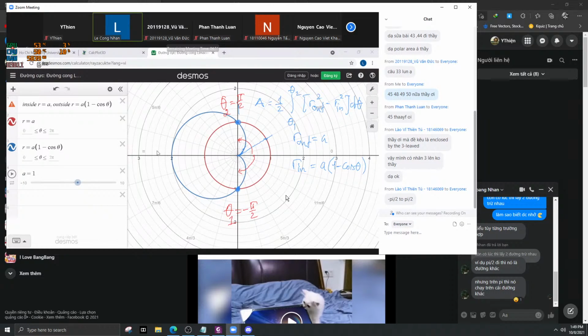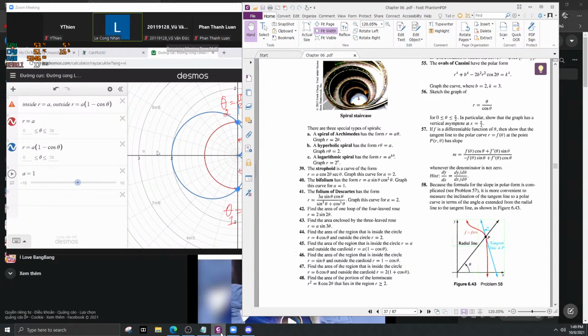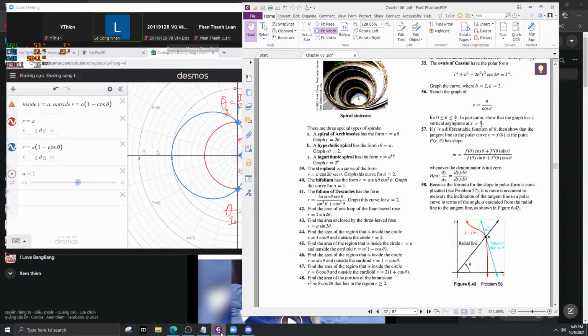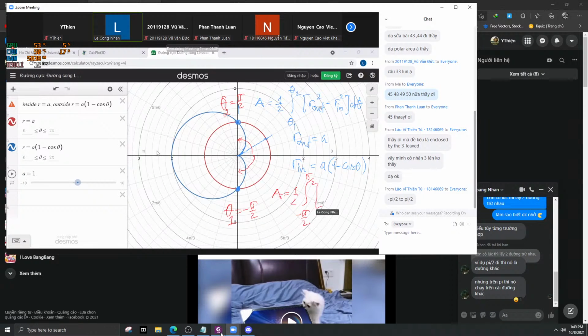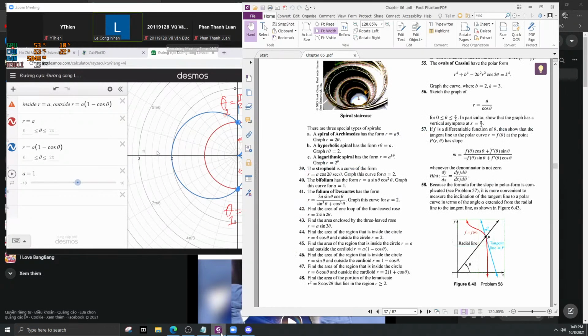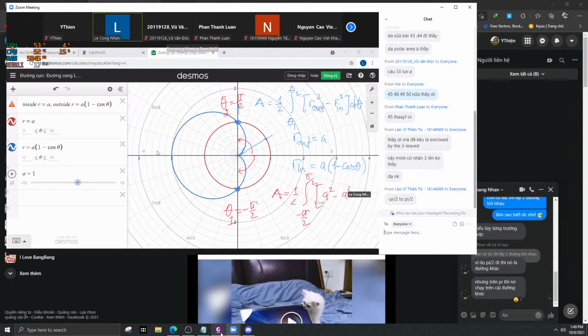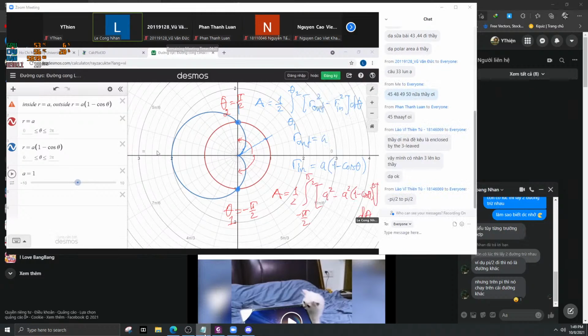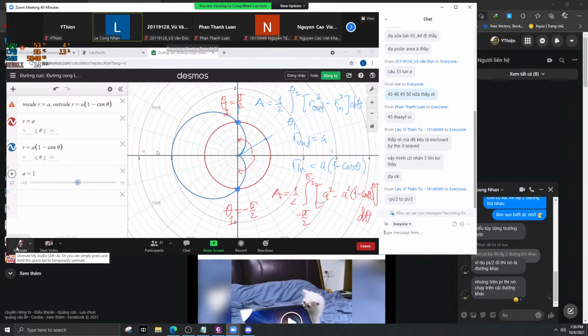So we can write down the integral for this area, that is 1/2 of the integral from minus pi over 2 to pi over 2 of the outer radius, a squared, minus a squared times 1 minus cosine theta, squared, d theta. Okay? Does it make sense?